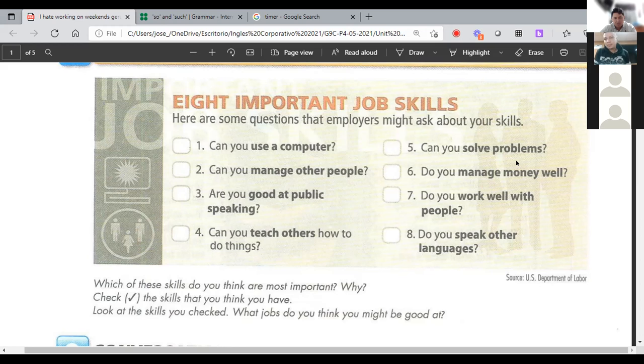But I see that you understand the task. Creo que sí entienden la actividad que les he sugerido. That's okay, all right? Yes, teacher.